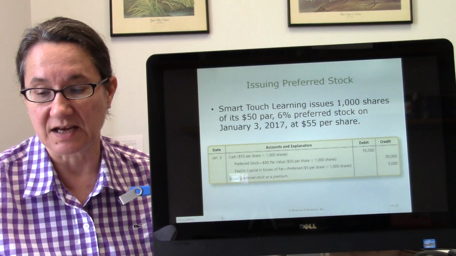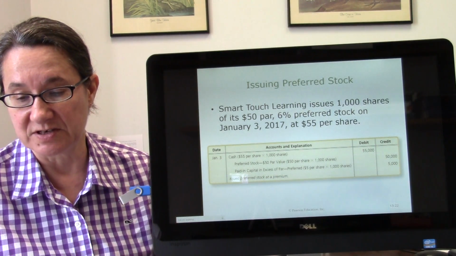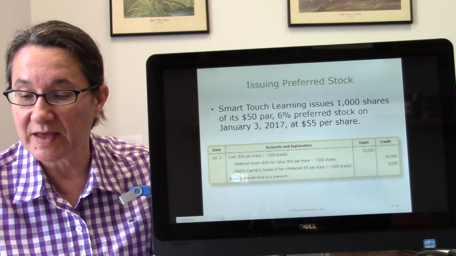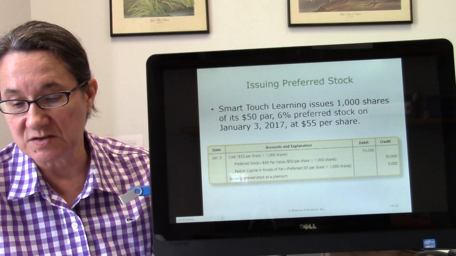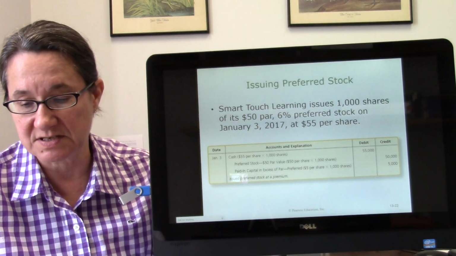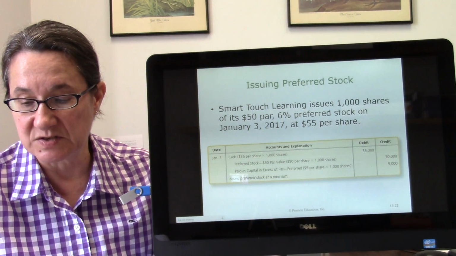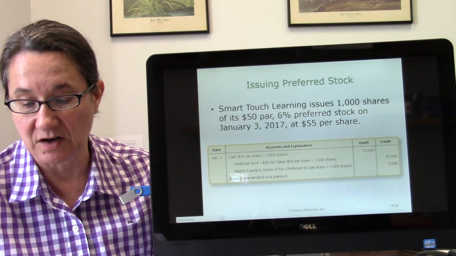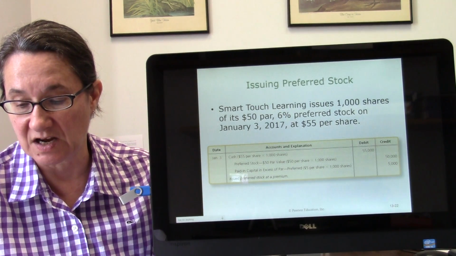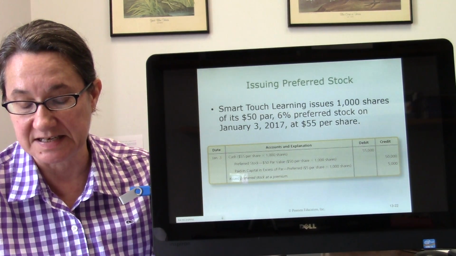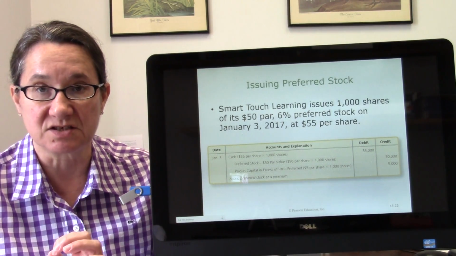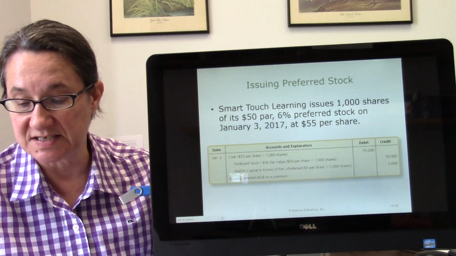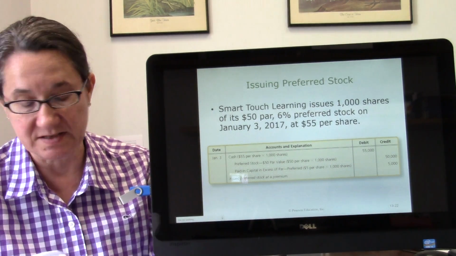Accounting for preferred stock follows the pattern illustrated for issuing common stock. Assume that Smart Touch Learning has authorized from the state to issue 2,000 shares of preferred stock. Smart Touch Learning decides to issue 1,000 of its $50 par 6% preferred stock on January 3, 2017 at $55 per share. The 6% in the description refers to the stated dividend associated with the stock.